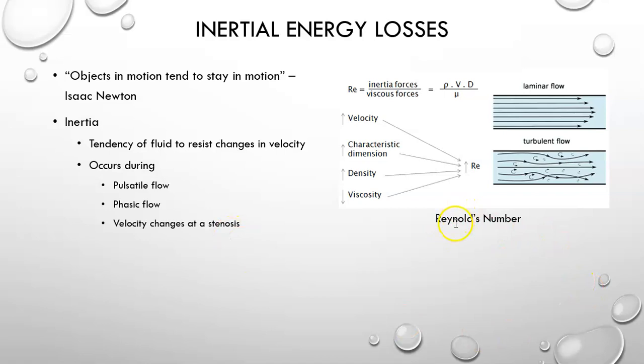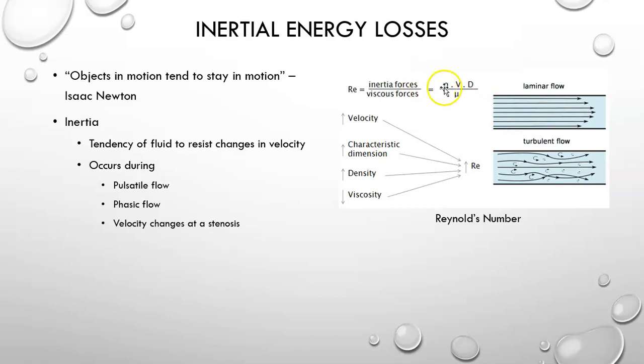So here's an explanation of Reynolds number. Reynolds number is the inertial forces divided by the viscous forces. If your inertial forces, which are density, velocity, and the diameter of the vessel, divided by the viscosity, which is given by the Greek letter nu, is greater than 2000, we would have turbulent flow, and if it's less than 1500, then it's laminar flow.